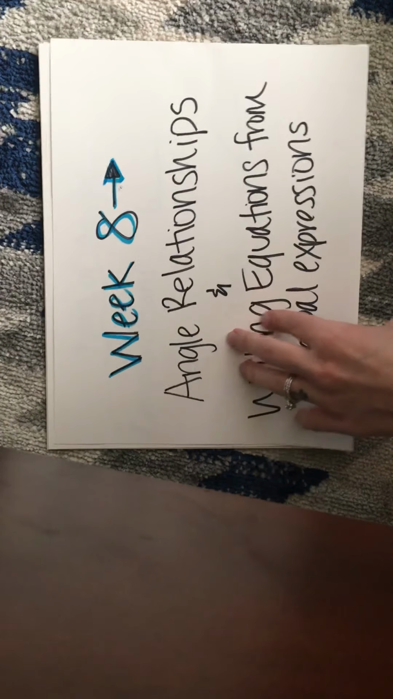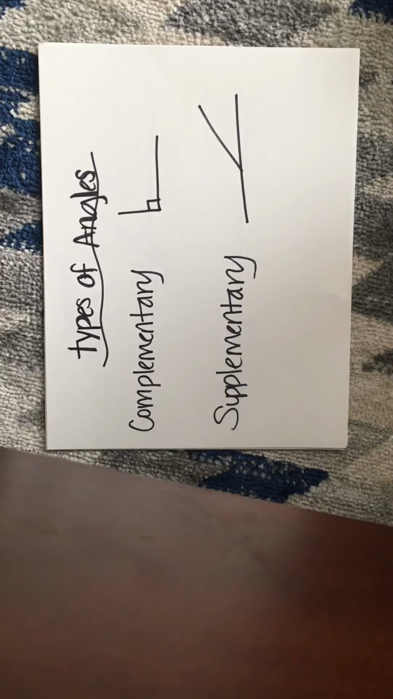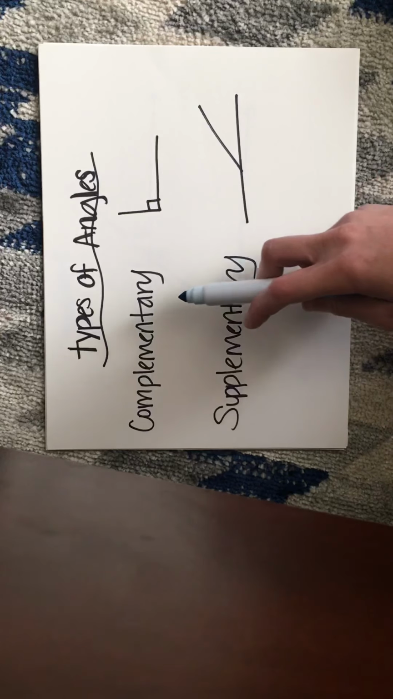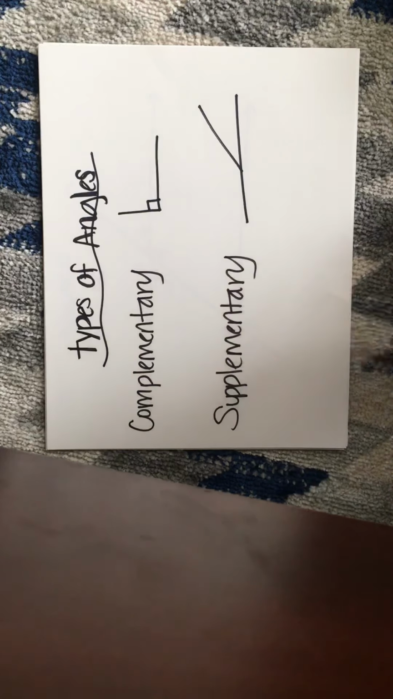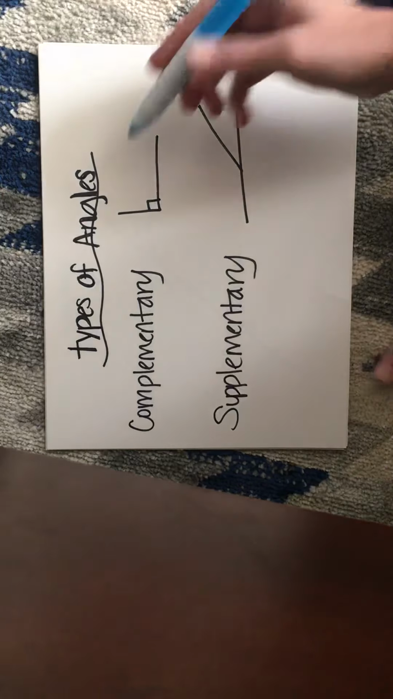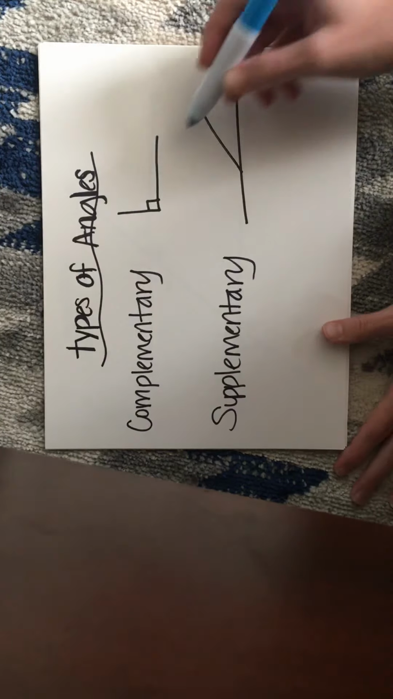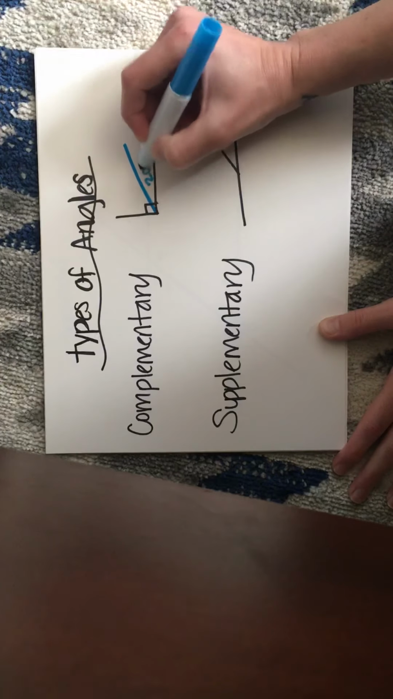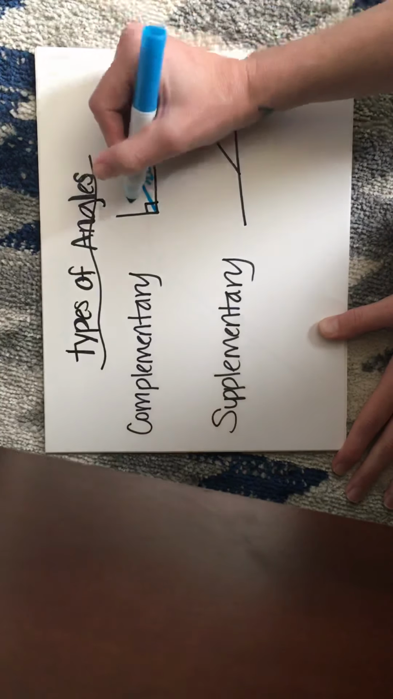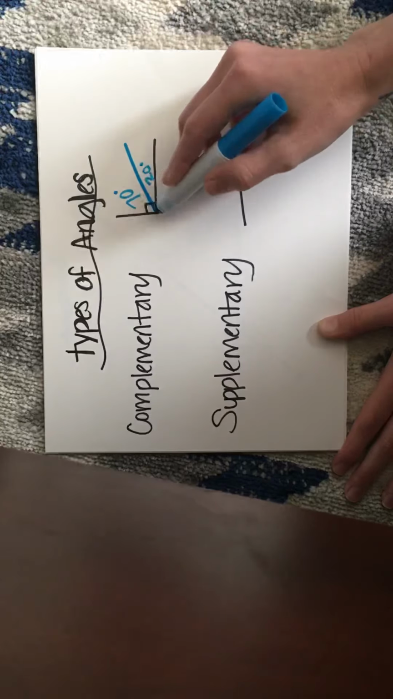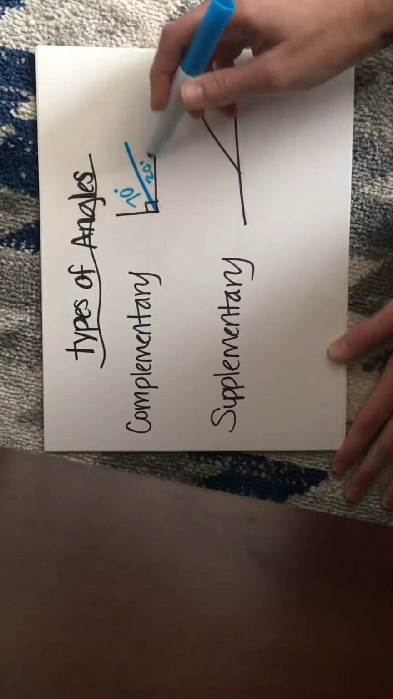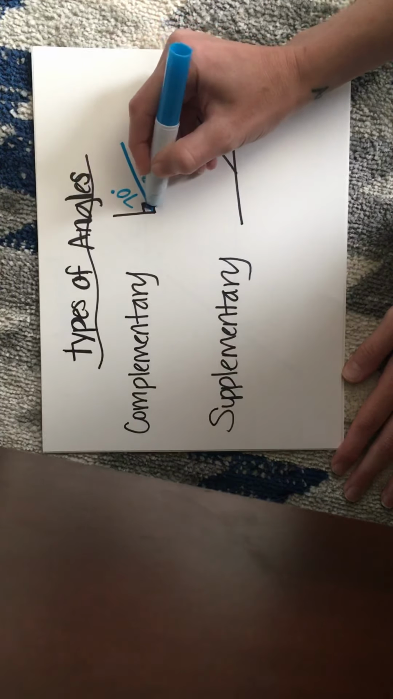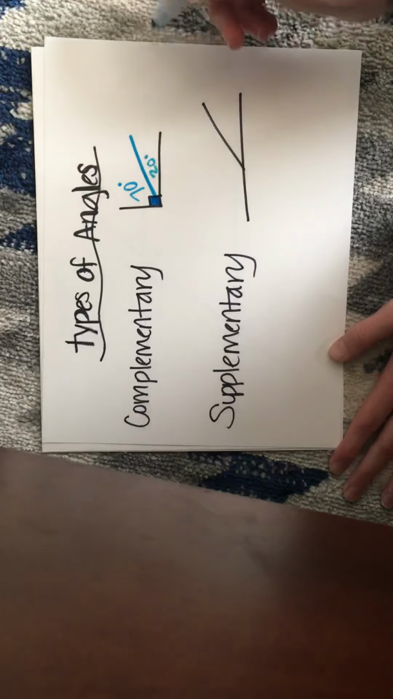So the first thing we're going to look at are angle relationships. The first thing you need to know are the types of angles that we're dealing with. There's two types: complementary and supplementary angles. Complementary are angles that add up to 90 degrees. So if I drew a line here and said that this angle was 20 degrees, this angle would have to be 70, because 90 minus 20 is 70. And I know these two are complementary because of this box right here, which means 90 degrees.